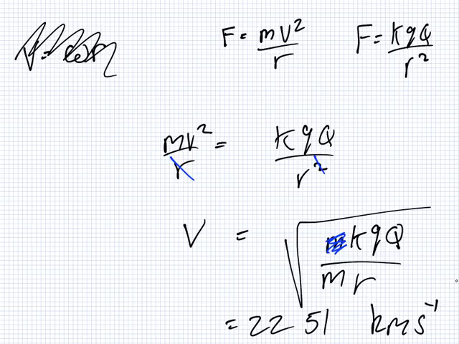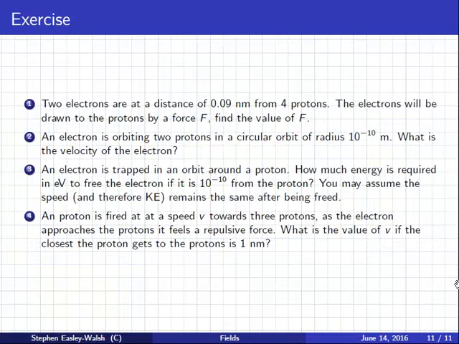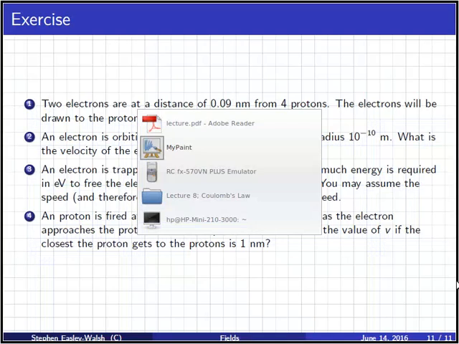Okay. You got this? Yep. An electron is trapped in an orbit around a proton. How much energy is required? Okay. So, in other words, the question is basically what's the potential energy? That's all it really is.